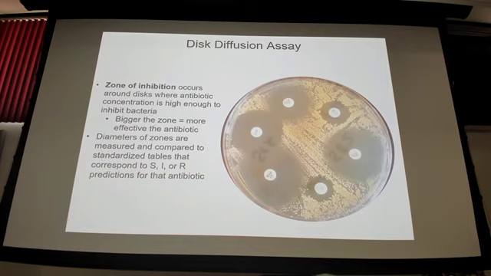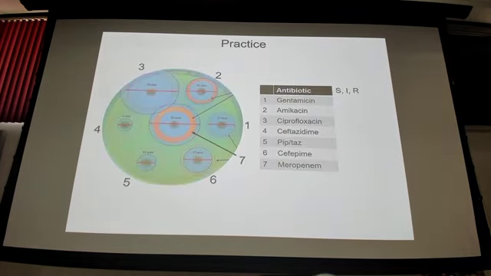You record that down, and then you look up the breakpoints, right? Because otherwise this is data and not information. So you look that up, and you see whether or not that 16 millimeter diameter is sensitive, intermediate, or resistant. Okay, same deal. So let's try this as a little bit of an exercise.